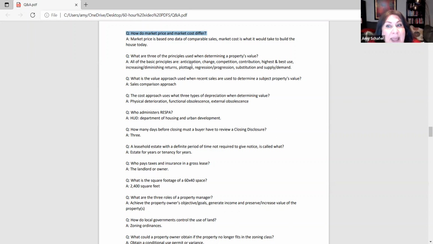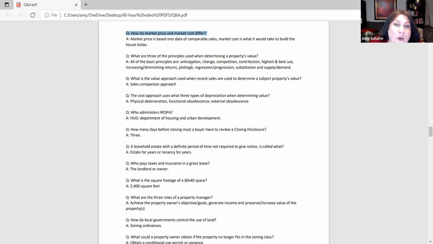And then supply and demand. This has to do with when demand goes up and inventory is low, prices go up. We usually call that a seller's market. When demand is low and inventory is high, prices go down. We typically call that a seller's market. The value approach used with recent sales used to determine a subject property's value, that's usually focused around the principle of substitution. This is called the sales comparison approach, which works great for residential real estate.